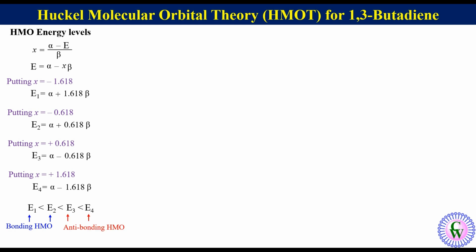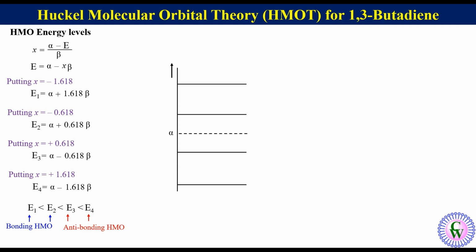while E3 and E4 are antibonding. Thus, we can draw the Huckel molecular orbital energy levels for 1,3-butadiene system like this. These are E1, E2, E3 and E4. In 1,3-butadiene, there are 4 pi electrons. So, in ground state, 2 will stay in E1 and 2 in E2.